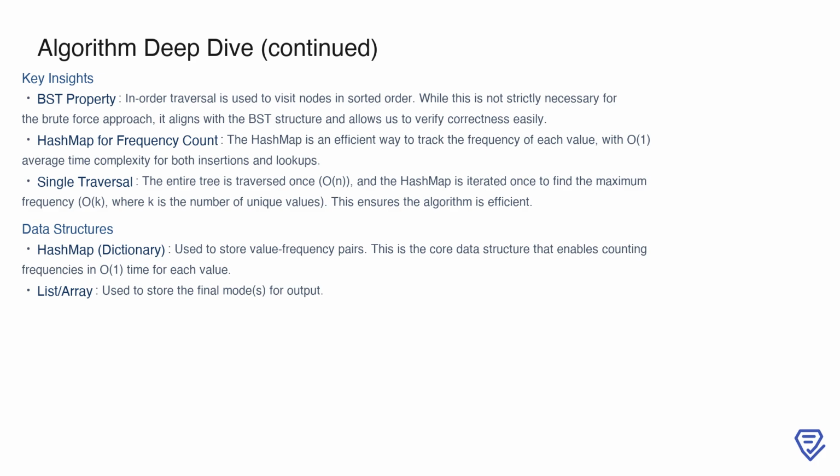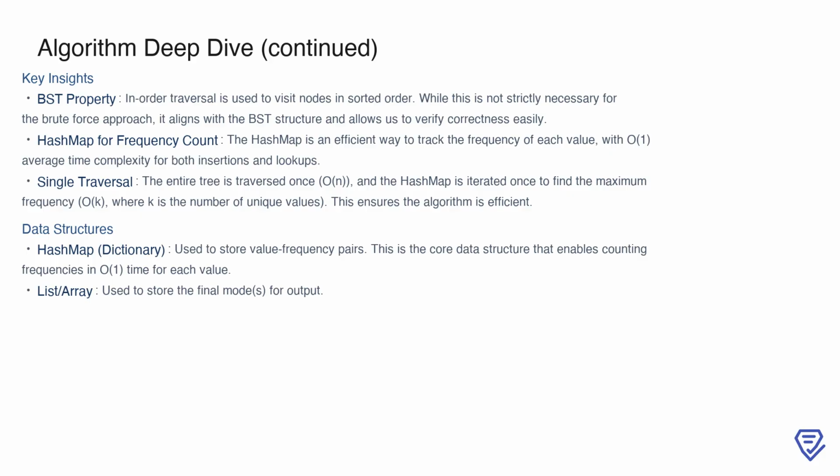Overall, the algorithm is efficient. We traverse the tree once, which takes O(n) time, and then iterate through the hashmap to find the maximum frequency and collect the modes, which takes O(k), where k is the number of unique values. This ensures that our solution is both straightforward and performant.